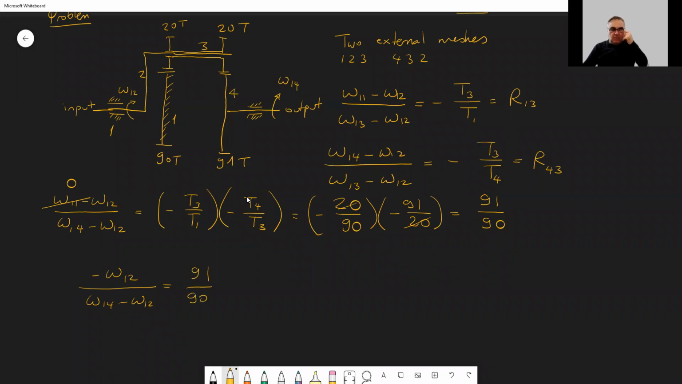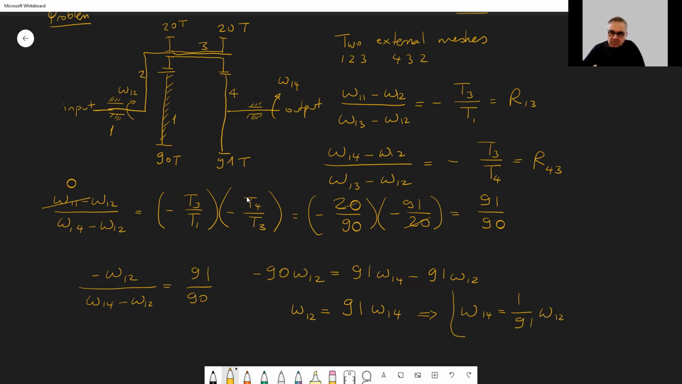Now we can solve for omega 1,4 from here. What do we get? Minus 90 omega 1,2 is equal to 91 times omega 1,4 minus omega 1,2. Omega 1,2 goes to the other side, so minus 91 becomes a plus 91. So omega 1,2 equals 91 omega 1,4. And if we are looking for omega 1,4, this means that omega 1,4 is 1 over 91 omega 1,2. Okay. This is the result.